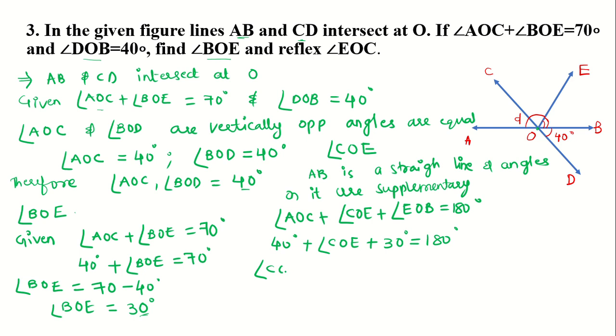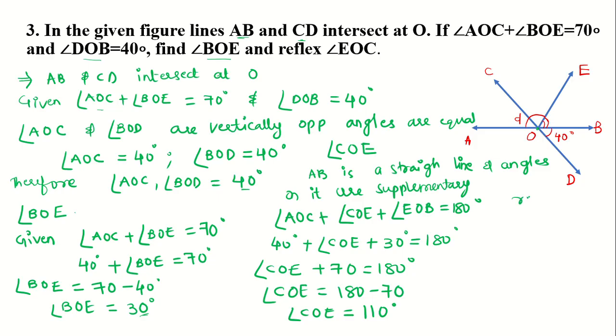Now angle COE plus 70 equals 180 degrees. Now angle COE equals 180 minus 70. Angle COE equals how much? It will be 110 degrees. Now you need to find the reflex angle of EOC. Okay. So how will you find the reflex angle of EOC?